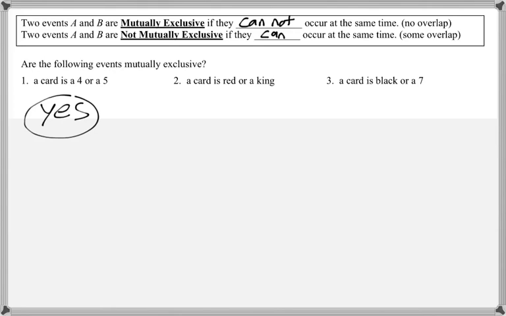Number 2 says a card is red or a king, and a card can be red and a king at the same time. So this is no. And number 3 says a card is black or a 7. So a card can be black and a 7 at the same time. So this is no.